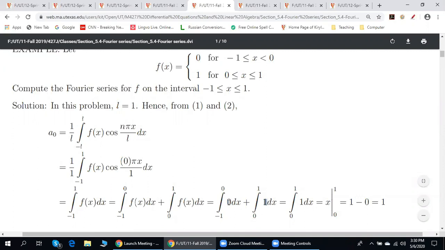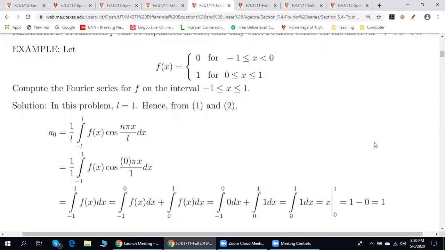Lastly, integral of 0 is 0, disappears. Antiderivative of 1 is x. We plug in 1, we plug in 0. a0 is equal to 1. Guys, any questions about a0?